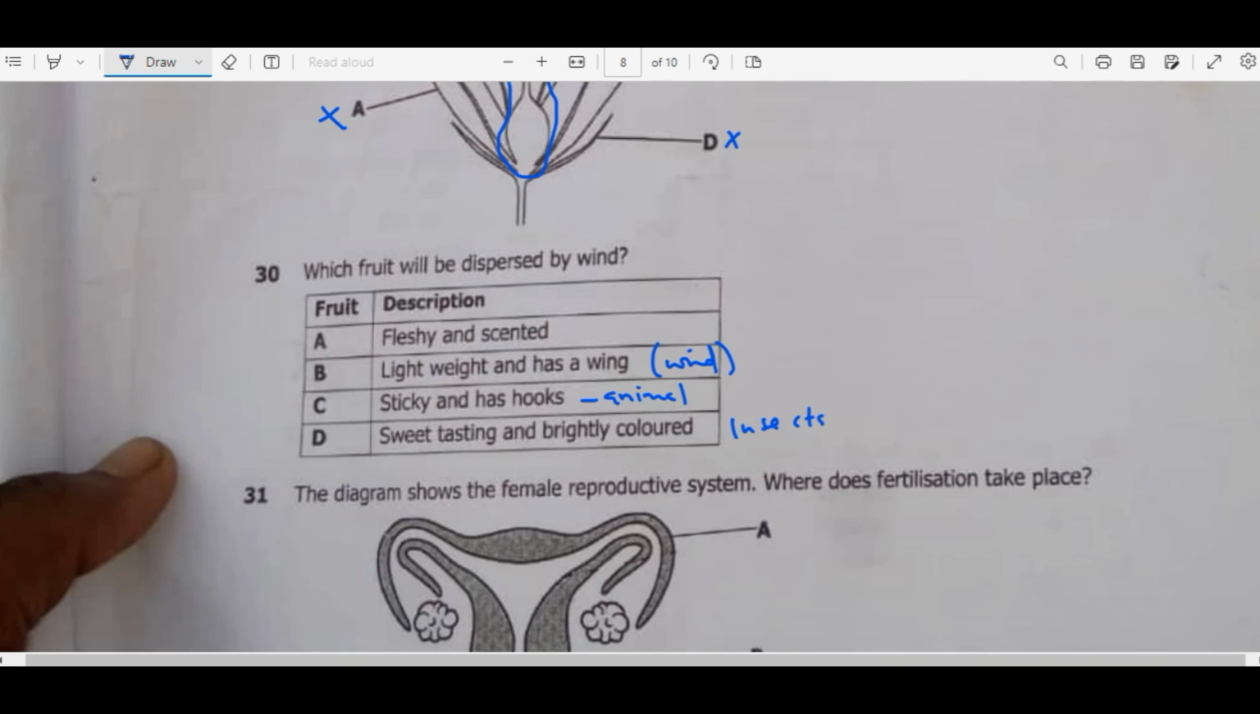This is wind because it is light and dry, with wings which have a surface area for the wind to carry. So the answer here is B.